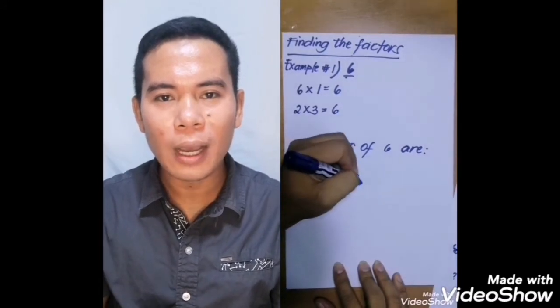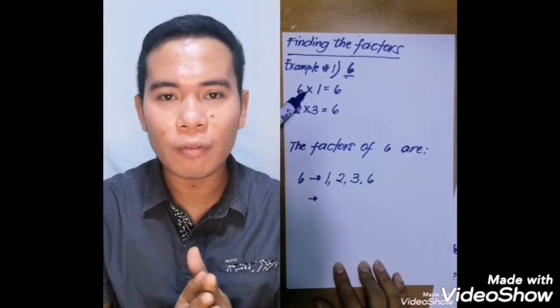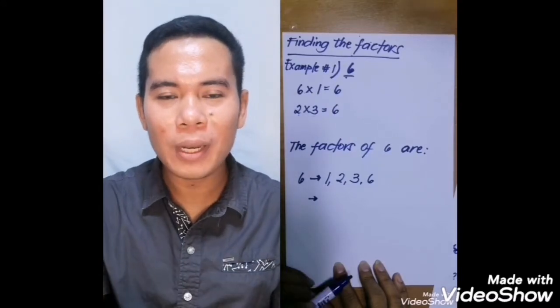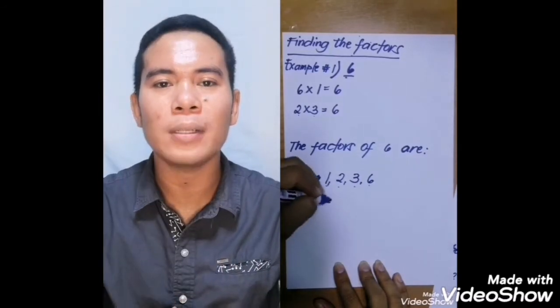So what did I do? I just simply arranged the numbers that we thought of from least to greatest. So 6 has how many factors? We have 1, 2, 3, 4. Okay, 6 has 4 factors.